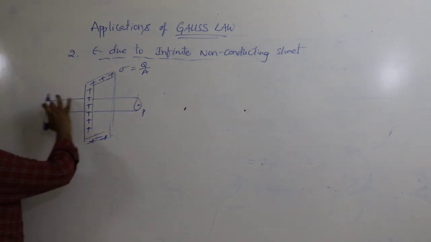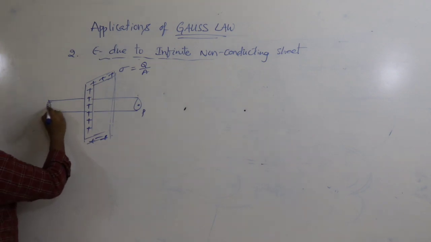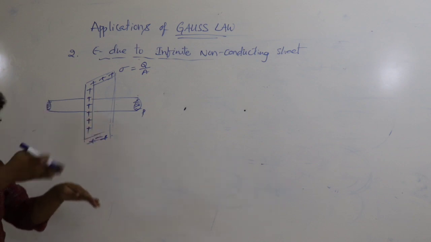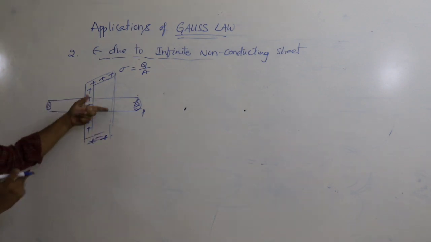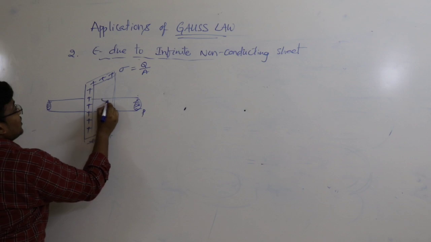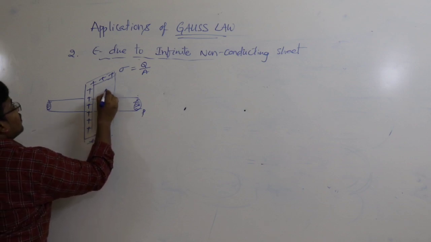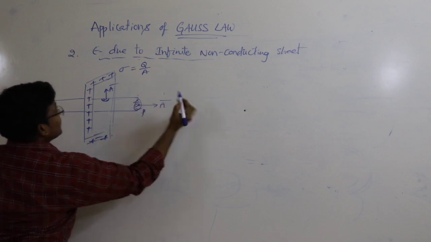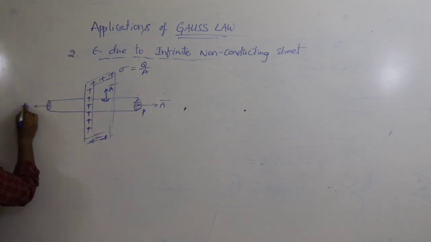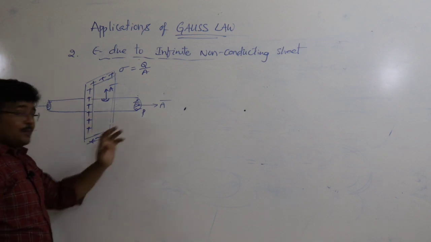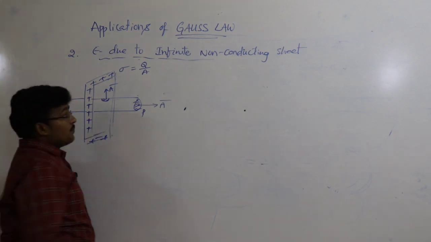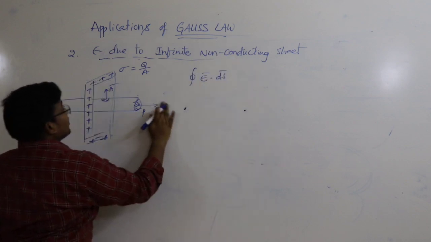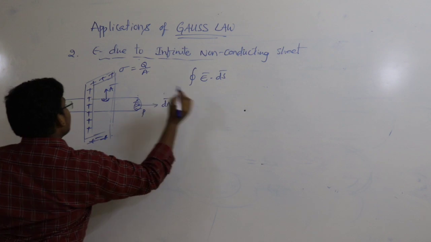Now I am taking a Gaussian surface and closing it. See, this side I have closed, this side closed, and this is a curved surface. I am taking a small unit here. This is the area vector, and for this one the area vector is A bar like this. Now I will apply Gauss law. What is Gauss law? The closed integral of E bar dot ds. I am taking this simply as dA.